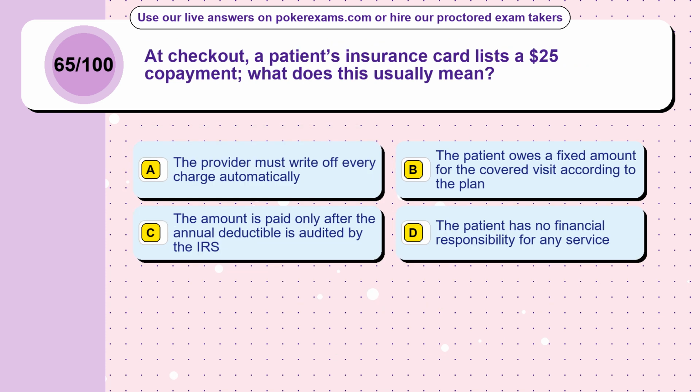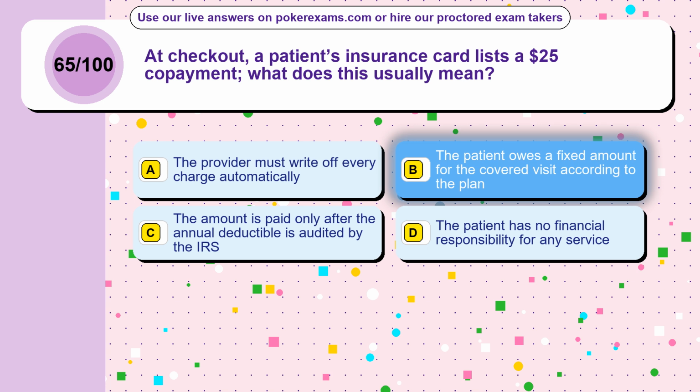Question 65. At checkout, a patient's insurance card lists a $25 copayment. What does this usually mean? Option A. The provider must write off every charge automatically. Option B. The patient owes a fixed amount for the covered visit according to the plan. Option C. The amount is paid only after the annual deductible is audited by the IRS. Option D. The patient has no financial responsibility for any service. The correct answer is option B. The patient owes a fixed amount for the covered visit according to the plan.